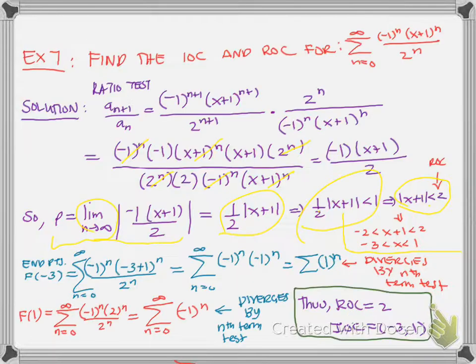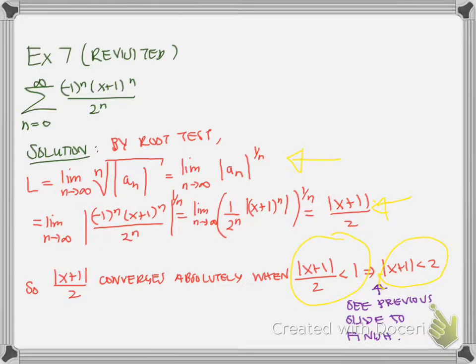So as you can see, we can use either test, but the ratio test had more algebra in it than the root test. When you can use the root test, meaning when everything is raised to the n, that's when the root test will be more convenient. If there's one thing that's not raised to the n power, you cannot use it. It has to be the n power.